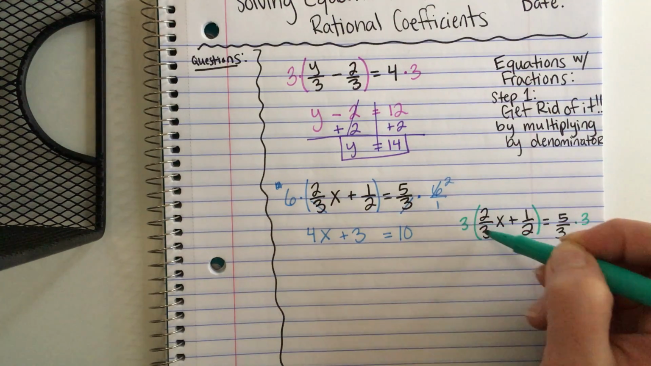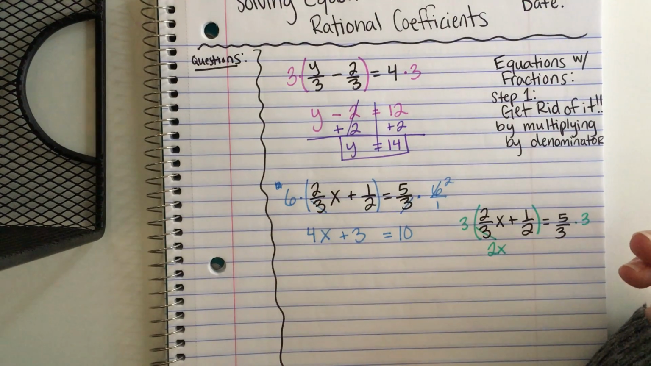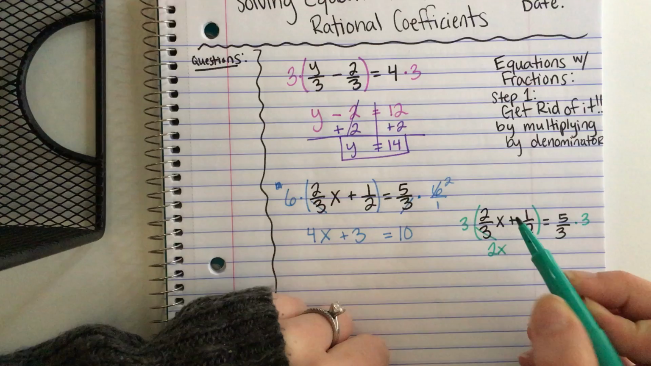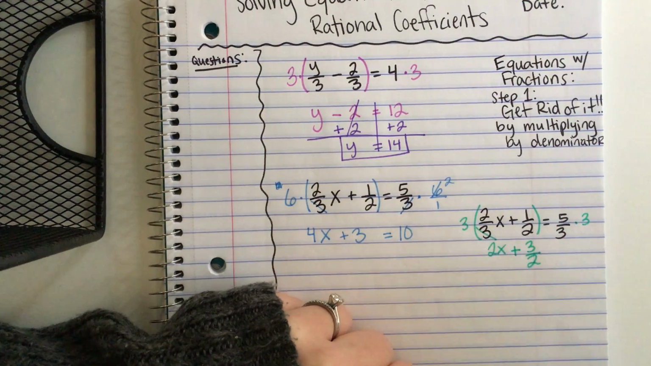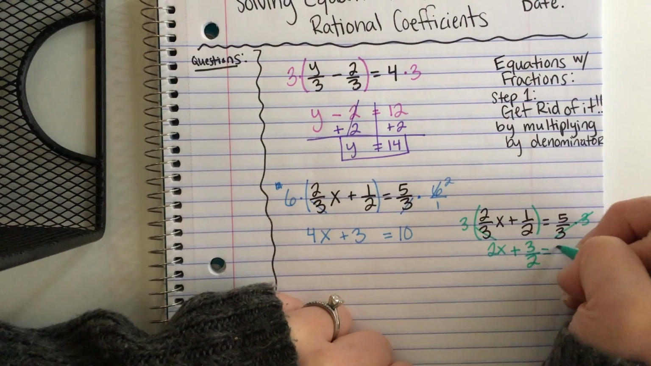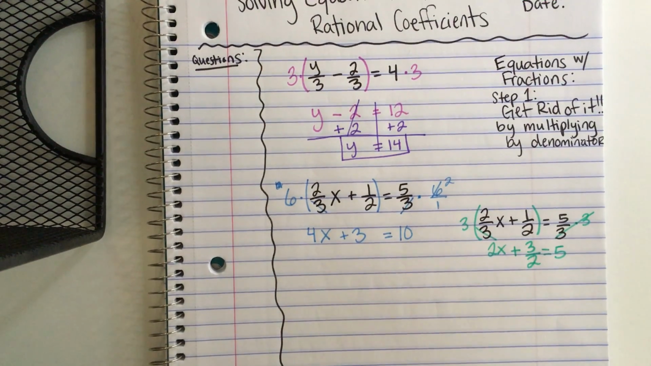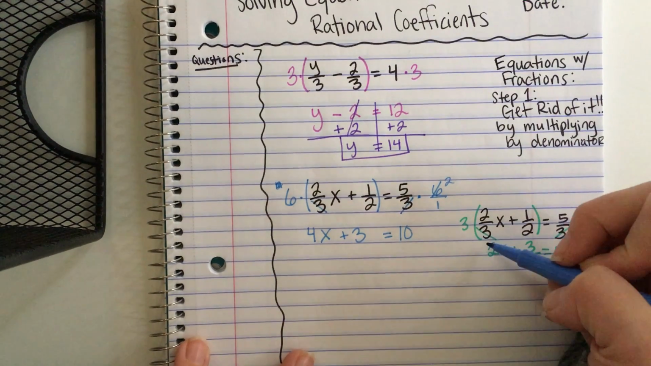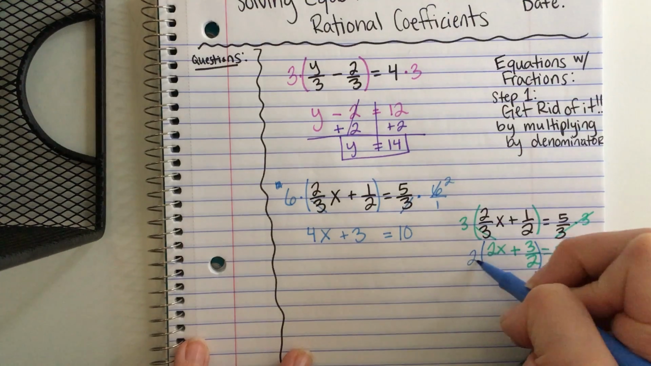All right, that gets rid of this one, leaves me with 2x. My 3 times 1/2, I can't reduce anything in the denominator there. I just have plus 3/2. And my 3's over here cancel out, and I am left with the 5. So I got rid of one fraction by doing that. I still have a second fraction that I would need to get rid of by multiplying by its denominator, so multiplying by 2.